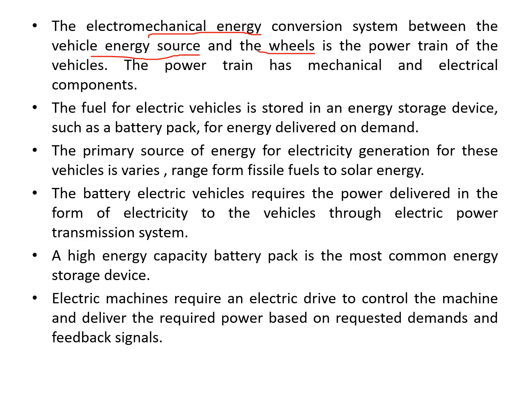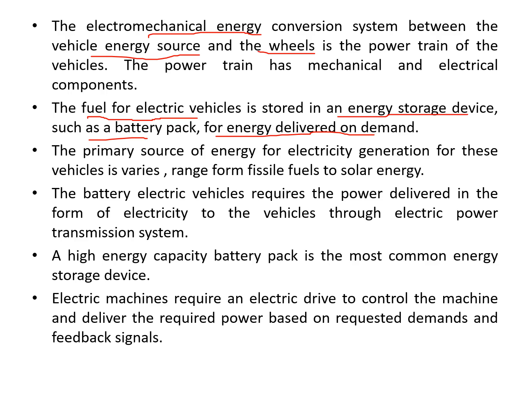The fuel for an electric vehicle is stored in an energy storage device. Where is the fuel stored here? It is stored in the electric vehicle in the form of electrical energy in an energy storage device such as a battery pack, for energy delivered on demand. The primary source of energy for electricity generation for these vehicles varies, ranging from fossil fuels to solar energy. From where we get the electrical energy for the charging station and the battery is also an important thing here.